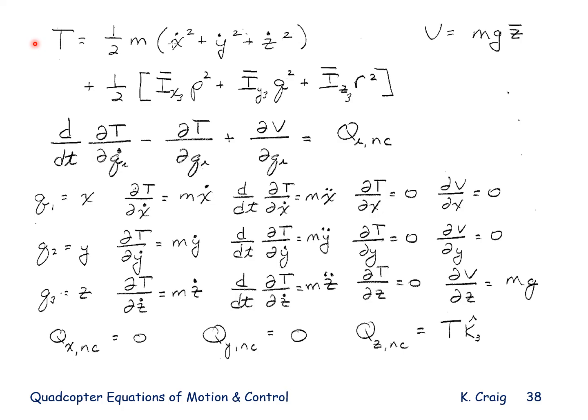The expression for the kinetic energy of the quadcopter T is shown here. The potential energy function V is equal to mg, the weight of the quadcopter, times z bar, which is the height of the CG of the quadcopter above the ground in the inertial reference frame. This is the Lagrange formulation that we will apply to the quadcopter, and we apply it here to the generalized coordinates x, y, and z.